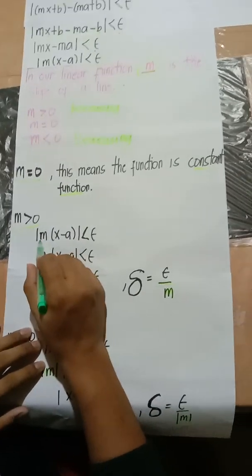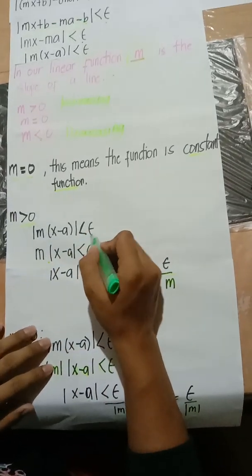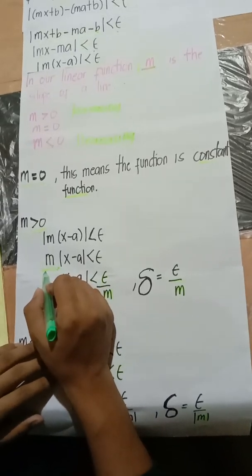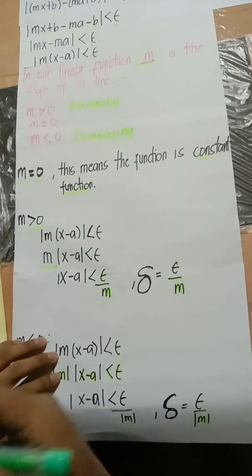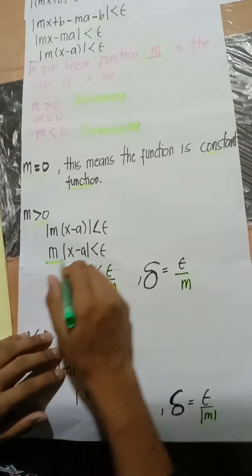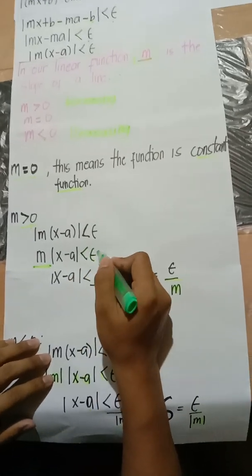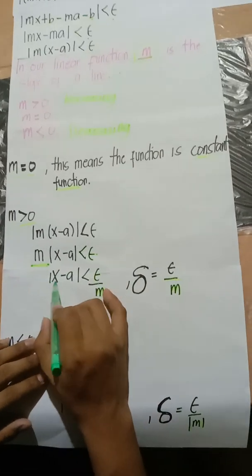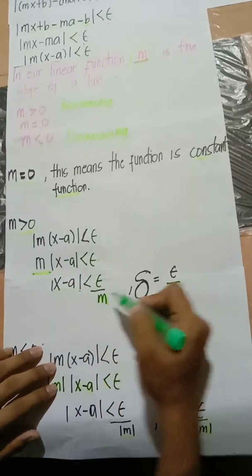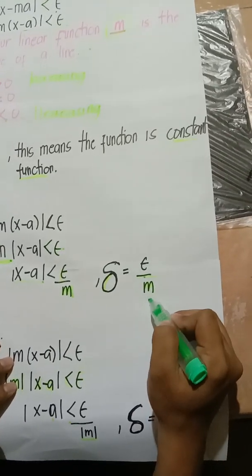So the absolute value of m times x minus a less than epsilon, we will put m outside. Since m is greater than 0, it is a positive value, so we will put it outside: m times the absolute value of x minus a less than epsilon. Then we will have the absolute value of x minus a less than epsilon over m. So therefore, our delta here is epsilon over m.